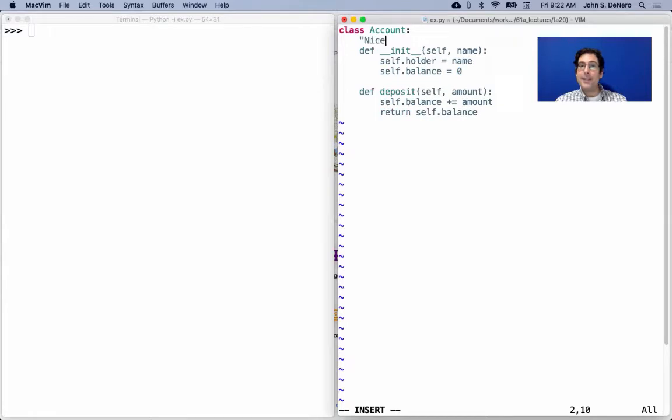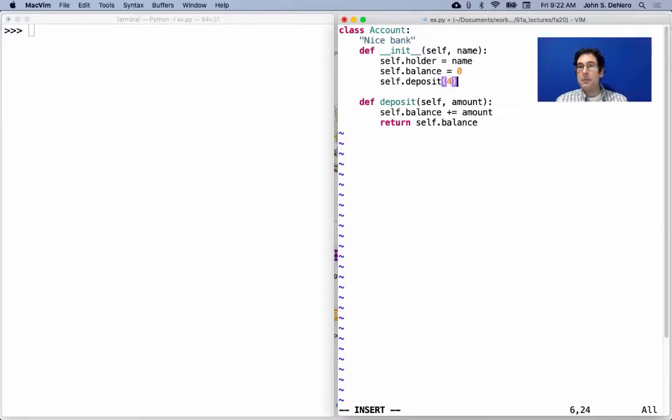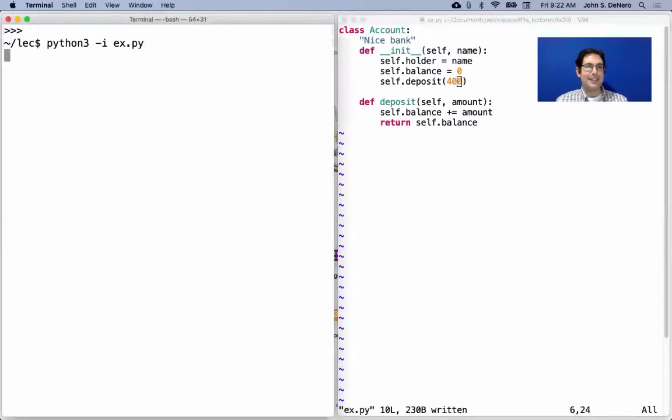So this is a really nice bank. I'm not sure such a bank exists, but actually, John, there's a really nice bank. You could deposit into it right away. Just go ahead and say when you open your account, you want to deposit. Well, John's a little stingy, $4. Okay, 400, better.